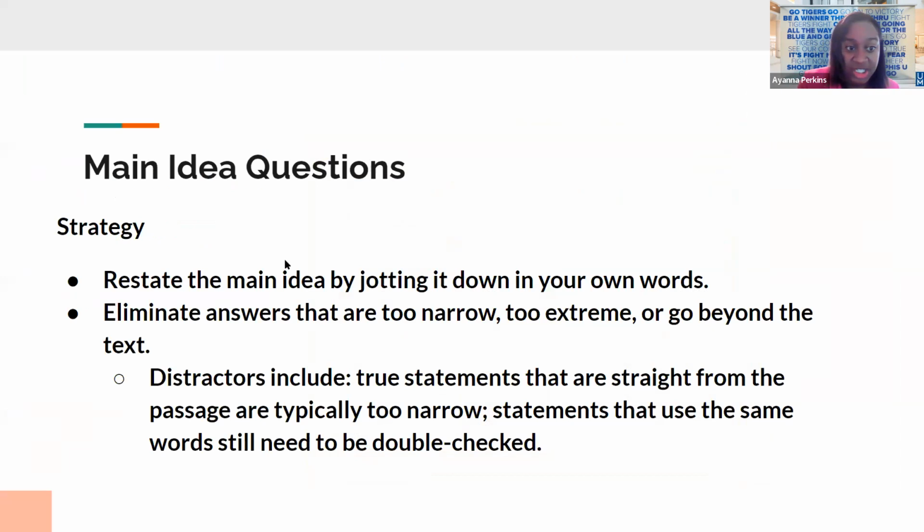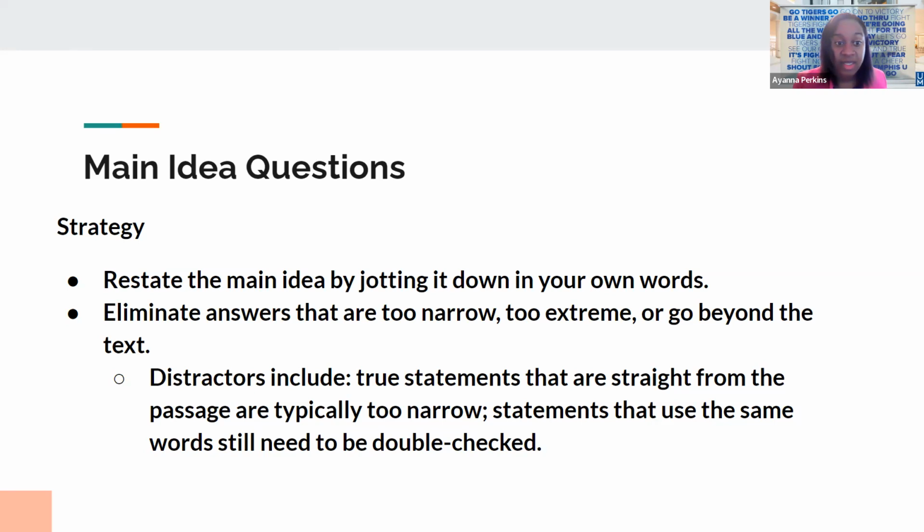With main idea questions, there is a strategy. So I told you these are give me questions. What you want to do is restate the main idea by jotting it down in your own words. The great thing about the reading test is that the passages aren't that long. So after you read it, you can go ahead and jot down a few things before you look at answer choices. Then when you look at the answer choices, go ahead and eliminate the choices that are too narrow, where they're talking about one detail, too extreme, where they're talking about everything, or that go beyond the text.